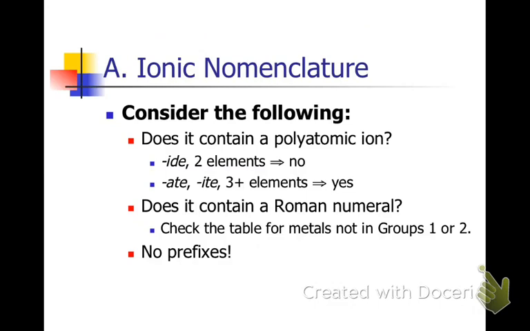If you see the ending "-ate" or "-ite", automatically go look and see, okay, can I find my polyatomic ion? If you see 3 or more elements, go look for the polyatomic ion. Okay? Roman numerals. If you see a Roman numeral, that indicates charge. If you see a metal that might need Roman numerals, we're going to show you how to go back and figure out what Roman numeral it needs with this weather pattern.